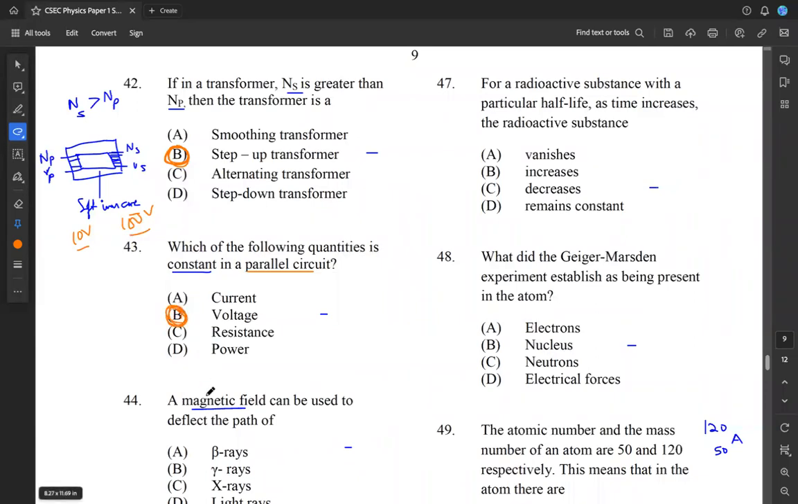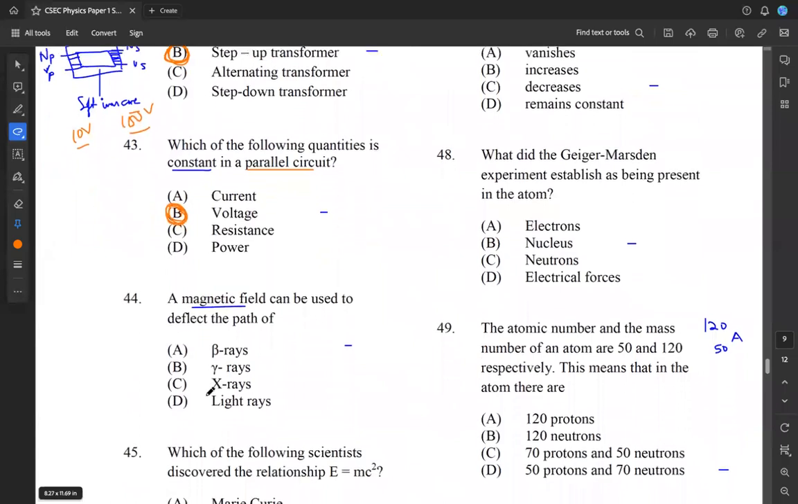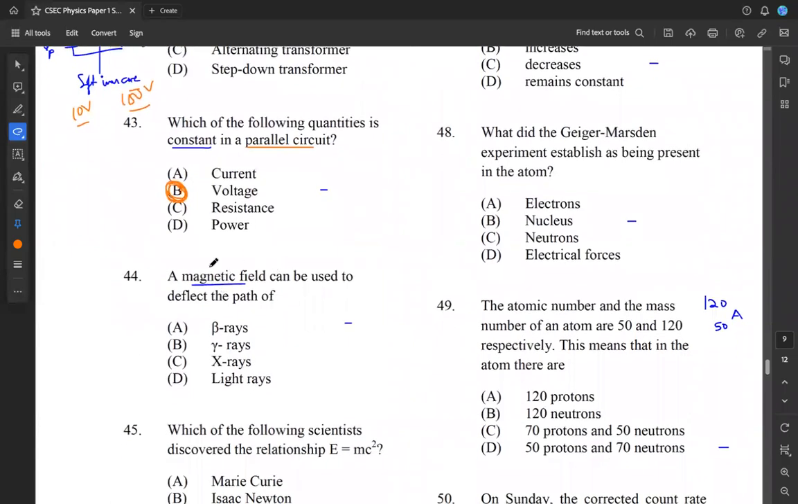So the answer for 43 is B, right? So moving down to question 44 now, it says that a magnetic field can be used to deflect the path of which of these radiation or which of these rays. So let's think about it.